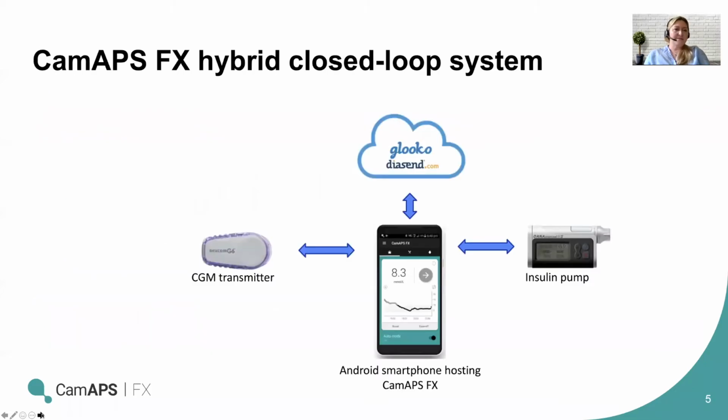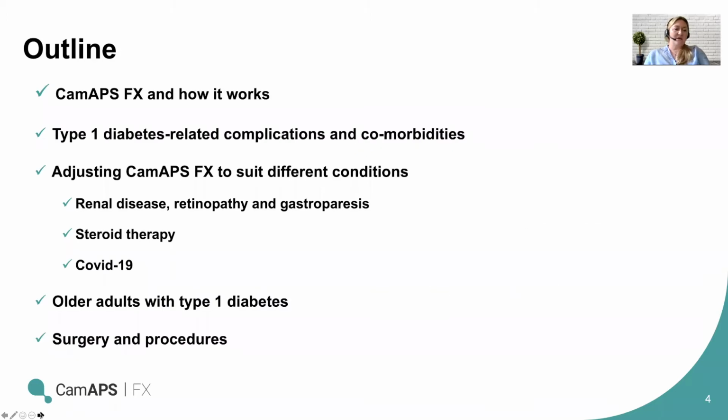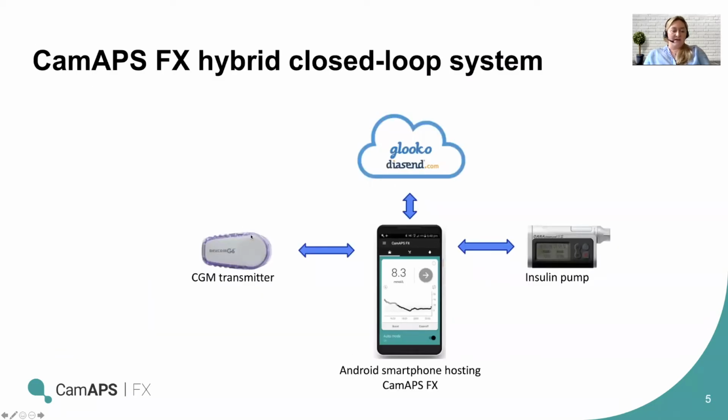Thanks, Candice. So just to whiz through, if you're not familiar with the system, then we direct you to either webinar 1 or 2, that can give you a much fuller overview. But just to whiz through, this is the CamAPS FX hybrid closed loop system. So it's an Android smartphone that hosts the app, and it links with the Dana insulin pump, either a Dana RS or now with the Dana I insulin pumps, and also with the Dexcom G6 CGM. We'll link with Dexcom G7 when that comes out, and the system sends data automatically to the DiaSend cloud.